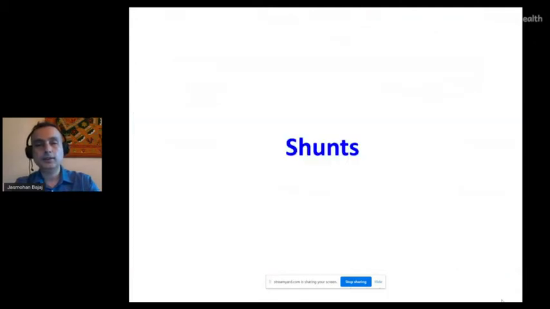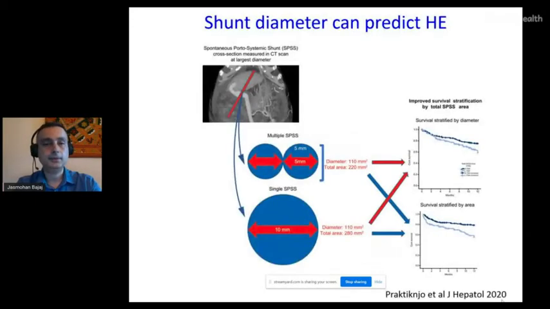What about shunts? We know portal hypertension results in multiple shunts, which are intra-abdominal, in the varices, et cetera, et cetera. Can this actually lead to mortality risk and encephalopathy? Yes, absolutely. In this nice multi-center study by the Baveno Consortium, they did spontaneous portosystemic shunt measurements, and multiple shunts versus single shunts, there was a huge difference in the mortality and development of encephalopathy.